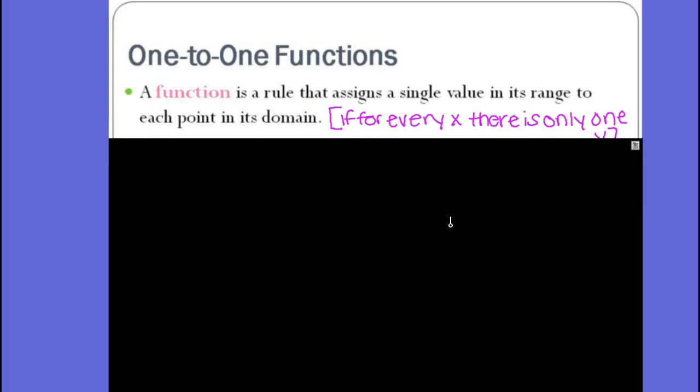So this goes back to talking about one-to-one and why we need to talk about one-to-one with inverses. A function is a rule that assigns a single value in its range to each endpoint in its domain. So a function says for every x, there is only one y. A function passes the vertical line test. A function has to pass the vertical line test.